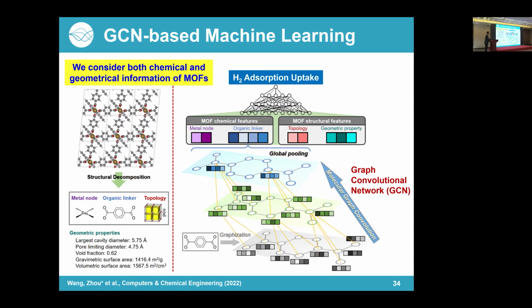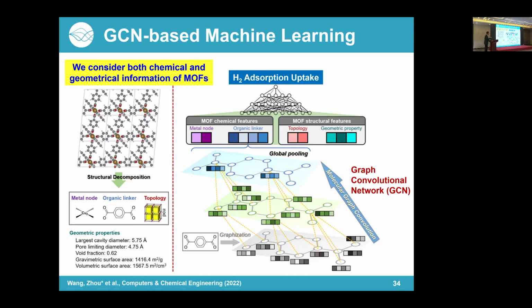For geometry properties, we also directly embed them, because they have certain limited options. For metal nodes, you only have about 30 different metal nodes. For topology, I would say you have 20 or 30 topologies. But the difficult thing is the organic linker. The organic linker is very complex, and in this case you cannot use the group contribution method, because for porous material the group contribution method will fail, because it does not consider the connectivity.